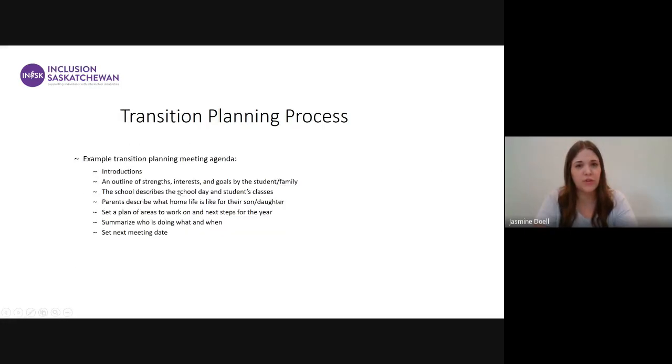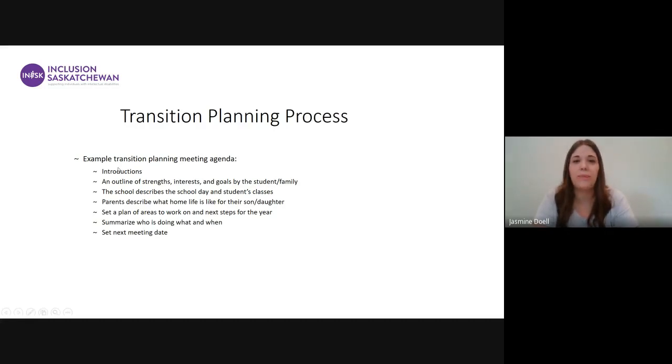So we usually start with introductions, just go around the table and everyone introduces themselves. We outline strengths, interests, and goals by the student and the family. The school describes the school day and the student's classes and what that looks like. And then the parents can describe what home life is like for their son or daughter. And then they set up a plan of areas to work on and the next steps for that year. And then summarize who is doing what and when, and then set the next meeting date.